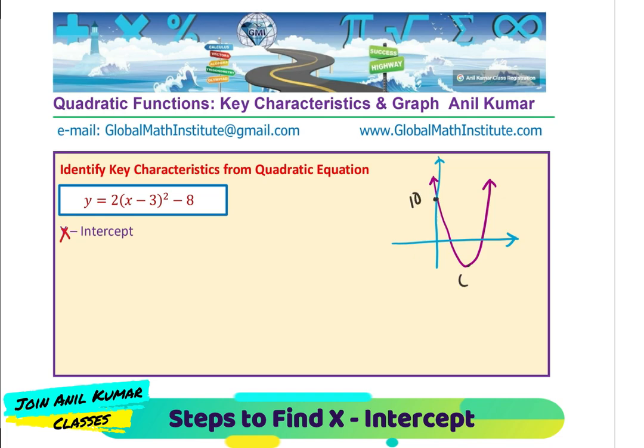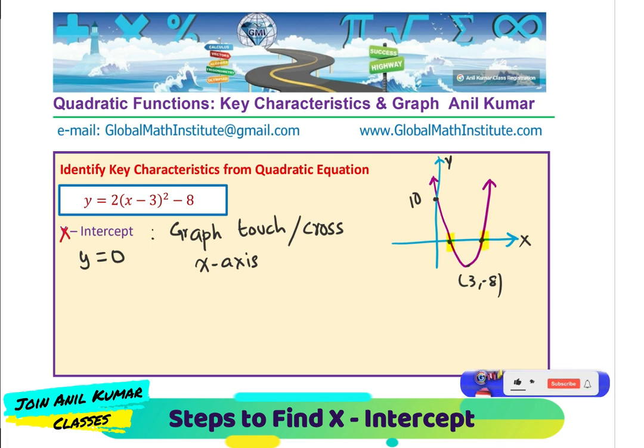And now the vertex is at 3, minus 8. What are we interested in finding? X-intercept means where the graph touches, in that case, just touches or crosses the x-axis. That is it. So at this point, y is equal to 0. Do you see that? Y is equal to 0 for the x-intercept. So these are the points which we need to figure out. There are two in this particular case; we found two real roots, right?